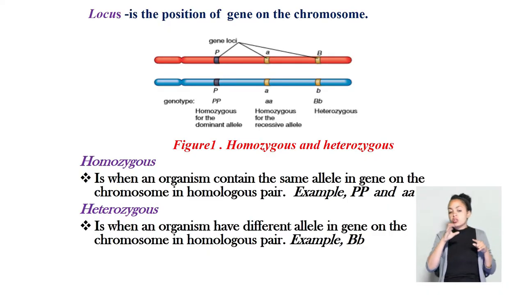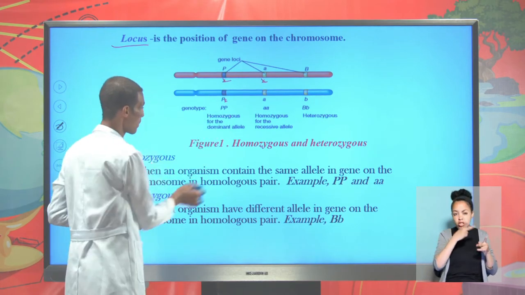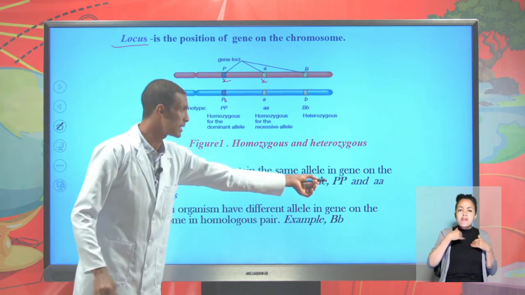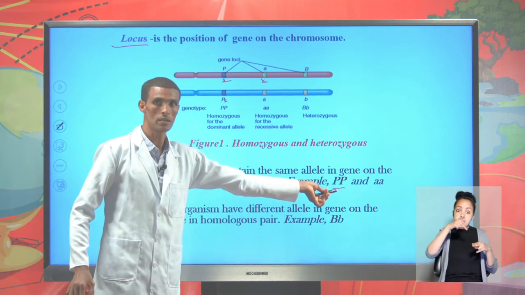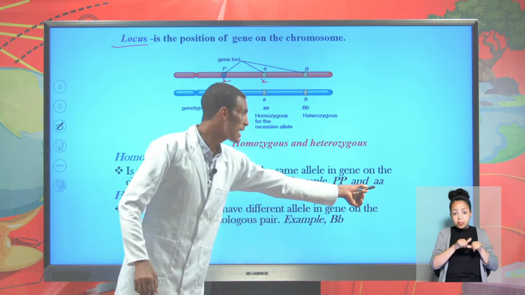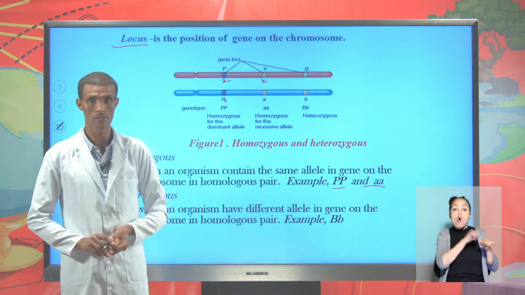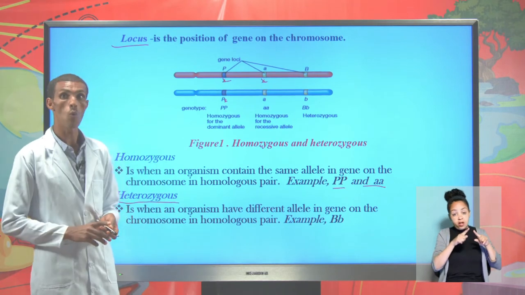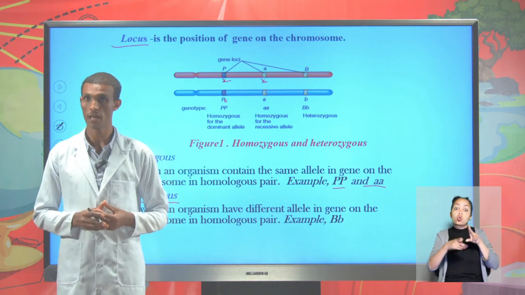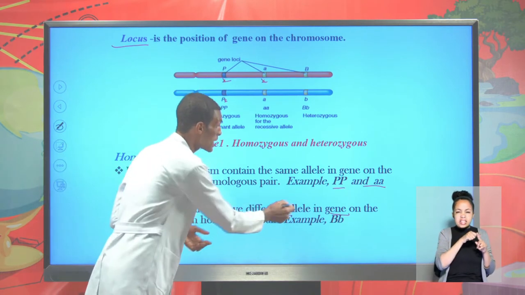When we say homozygous, it is when an organism's chromosomes contain alleles at the same locus that are the same. In this case, PP here is when an organism contains the same allele in a gene. Let's say here is a PP gene, which we call capital P, which comes from the same locus, and again a capital P, which comes from the same locus. By that, we call this one homozygous, the same allele found within a gene. If different alleles within a gene are found, we call it heterozygous. Heterozygous means there is a gene that determines a particular trait, and that gene is made from different alleles here.